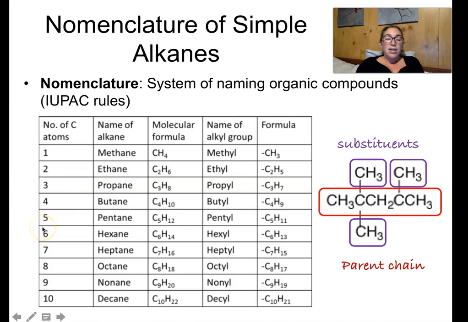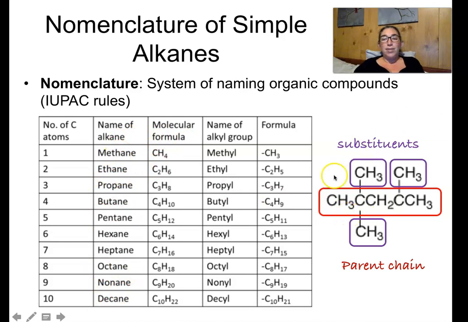Once we get to 5, we start seeing some familiar shape prefixes, right? Pent for 5, hex for 6, so like a pentagon, hexagon, and so on. So if it's a straight chain alkane with 4 carbons, we call it a butane. But if it's a branch group that has 4 carbons, we call it a butyl. So the branch groups end in -yl, the chains end in -ane.